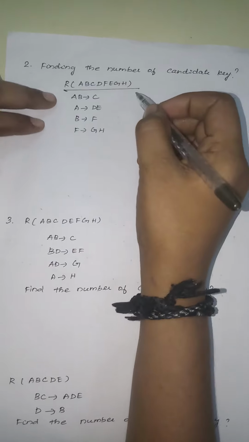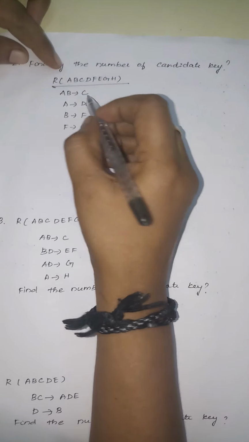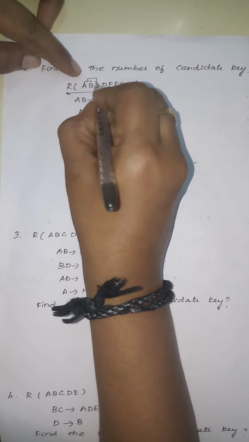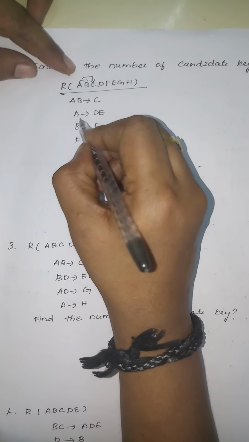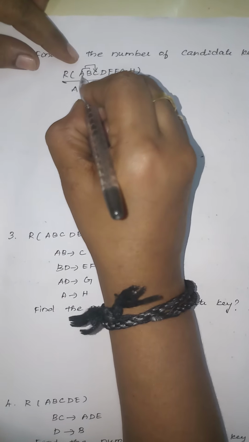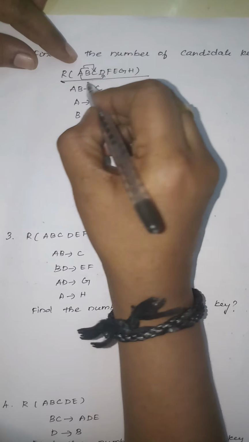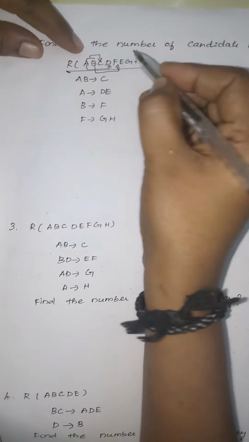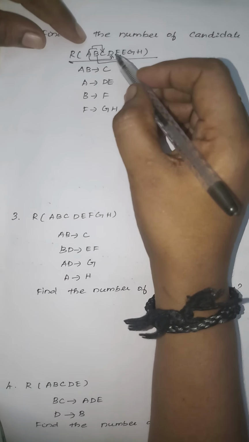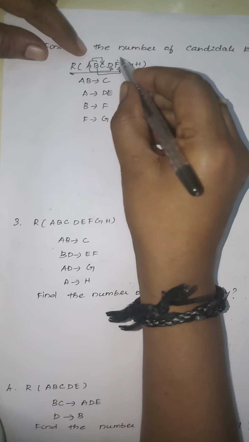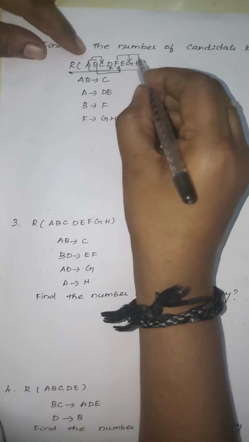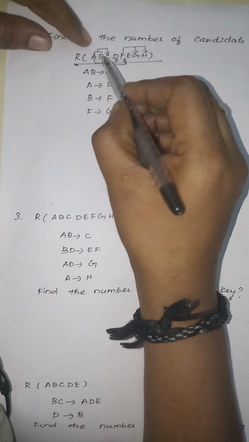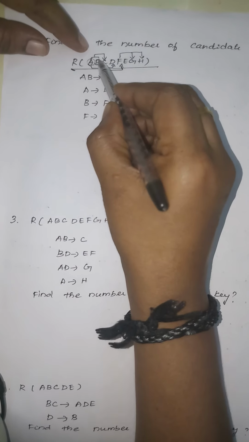I can give another hint for this question. So AB identifies C, and A identifies D, and B identifies F. So it is a functional dependency concept. F identifies G and F also identifies H. So remaining, which one is left? So there is no input value from A and B.